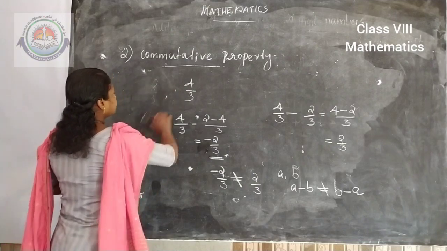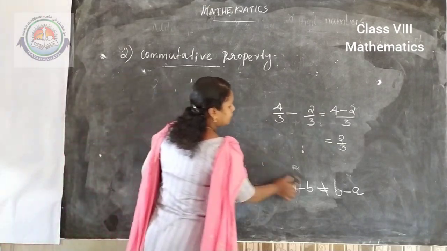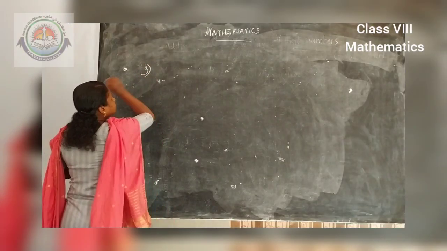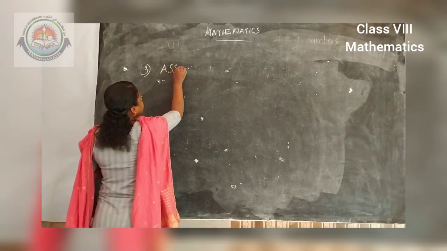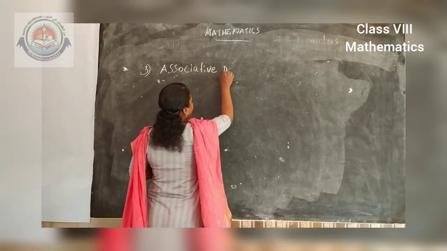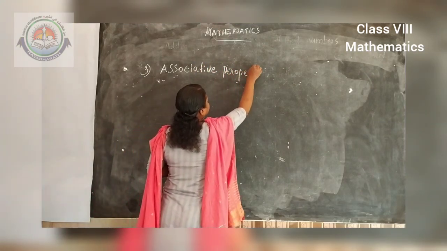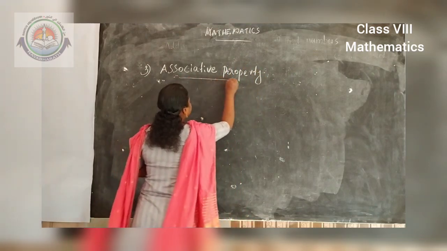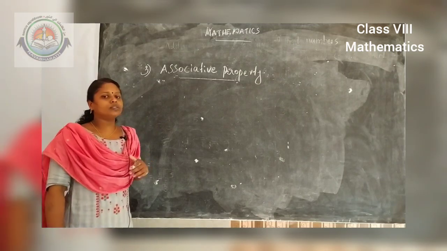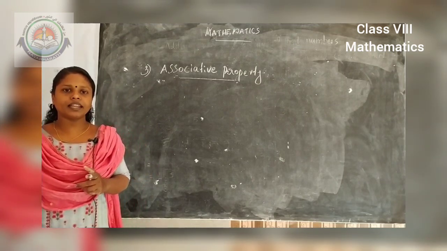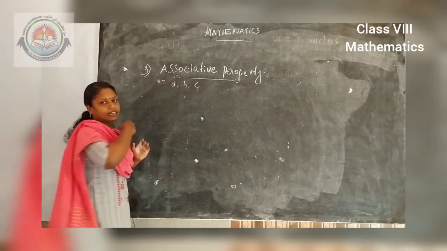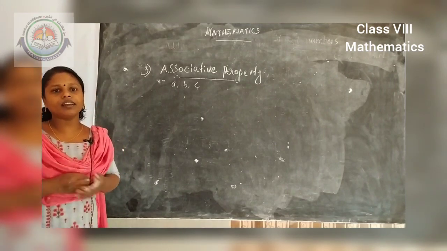Then our next property, our third property, is the associative property. We know what the associative property is. To prove the associative property, how many rational numbers are needed? Three rational numbers. We need a, b, c. a, b, c are three different rational numbers.